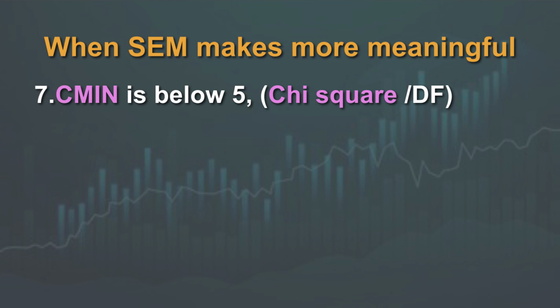And CMIN is chi-square divided by degrees of freedom. It should be as close to 0 as possible, but anything below 5, or in the worst case anything below 7, is most welcome for us.